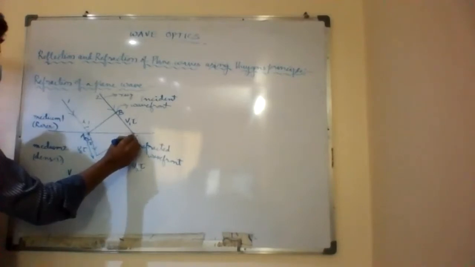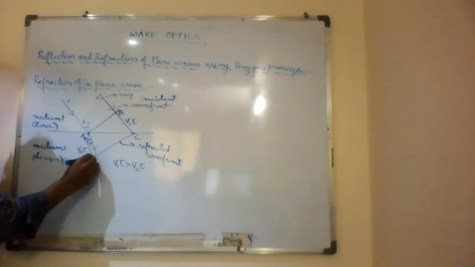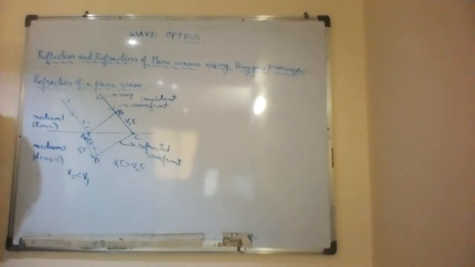Similarly, when the second one touches the interface, the first one might have already traveled a certain distance in the second medium, let it be AE. But the distance traveled by the first ray in the second medium is less than the distance traveled by the second ray in the first medium. So now we are drawing the wavefront again. We already know that V2 is less than V1, so V2 tau is less than V1 tau.